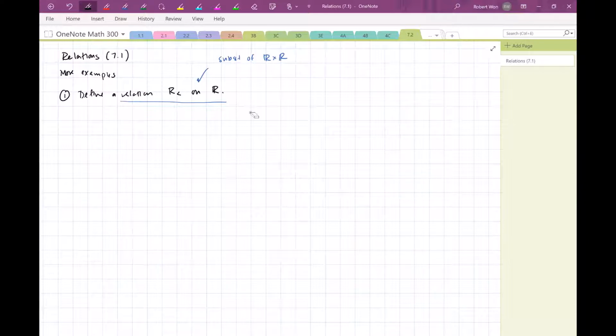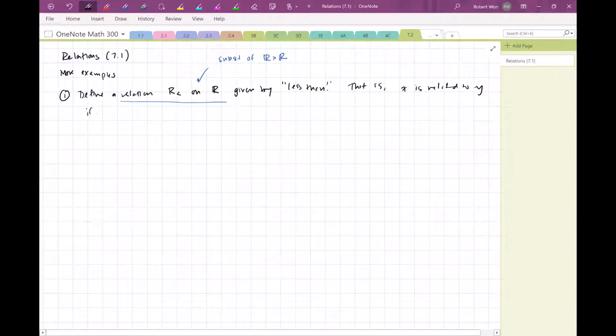So I can define this relation, which will be given by less than. That is, I'll say that x is related to y if x is less than y. So this is a little bit imprecise. What do I mean? This is a certain subset of R cross R. What I'll do is I'll take all ordered pairs x comma y inside of this Cartesian product where x is less than y.